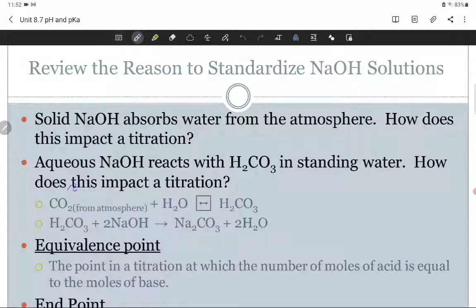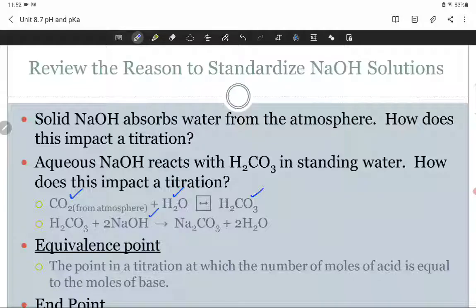We have carbon dioxide in the atmosphere, nothing we can do about that. And a little bit of it is going to dissolve in the water that sodium hydroxide's in, and it's going to make carbonic acid. And then carbonic acid can neutralize some of the sodium hydroxide that we had in there.